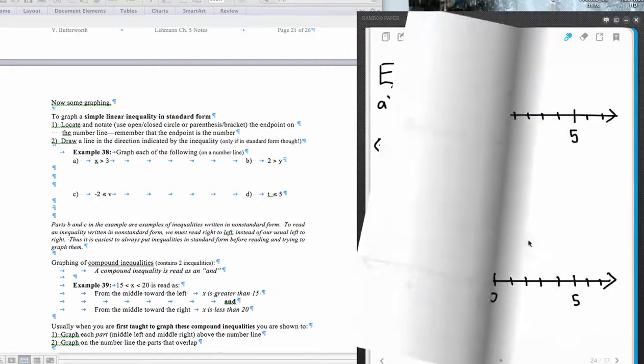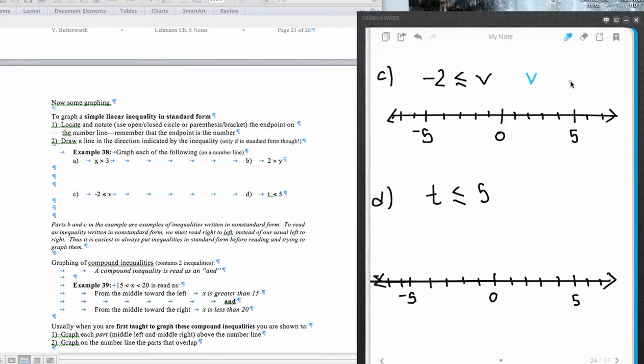Now part C, again, not in standard form, so variable on the left, number on the right. Inequality points to the number this time, so make it point to the number. Now I'm going to locate the endpoint, -2, and I'm going to use a bracket this time because that is an inclusion. In this case, Lehman would use a dot, but I'm just going to use the bracket, and the arrow goes off to the right like this, and there's my graph. The last one, I have my standard form, so I'm just going to locate my endpoint, the 5, and it's going to the left, so I'm going to use a right bracket, and then it's going off to the left like this, and that would be the graphs of these simple linear inequalities. Next, we'll talk about compound inequalities.